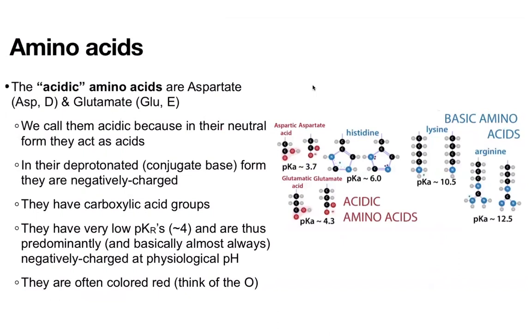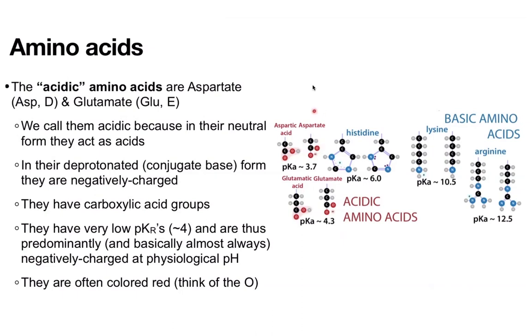On the other hand, we have the acidic amino acids. So similarly to how we called the bases because they acted as bases in their neutral form, we call the acidic amino acids acids because they act as acids in their neutral form. So their neutral form, remember, is the carboxylic acid form. Then they deprotonate to form the conjugate base, the carboxylate form.